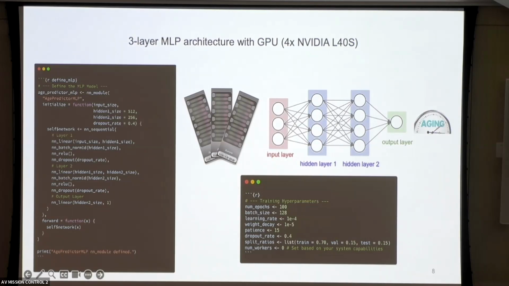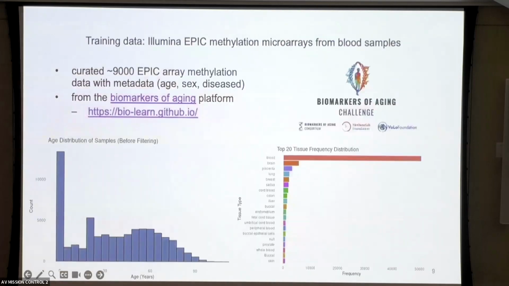And what you're doing is simply just trying to predict age, a single numerical variable, by feeding in a bunch of EPIC arrays. To explain a little bit about the training data itself, this was a curated data set from the Biomarkers of Aging Challenge. So it basically has a bunch of EPIC array microarray data with methylation data, and has some metadata, including its age, sex, and whether it's disease or not. And this was already curated from the Biomarkers of Aging platform that you can access through a Python library. You can see that just looking at the age distribution, most of them are 0 because there are a lot of babies or umbilical cord blood samples.